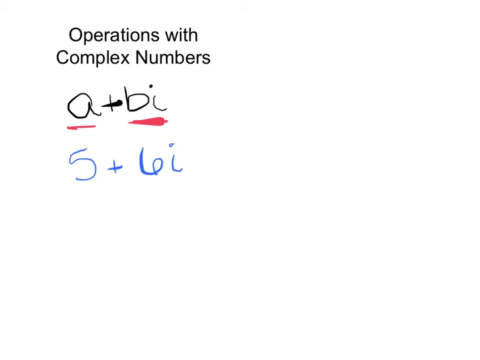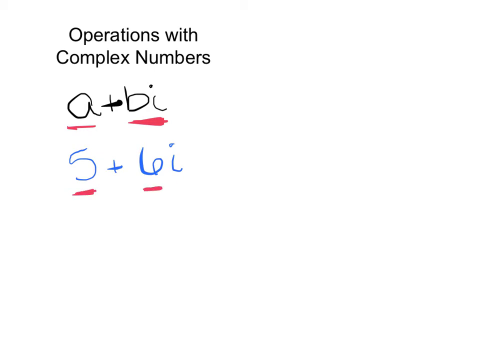What is a complex number? A complex number is a number that contains a real component and an imaginary component. So a is standing in for the real component and b is standing in for the imaginary component. An example of a complex number would be 5 plus 6i. So the real component is 5, and the imaginary component is 6.